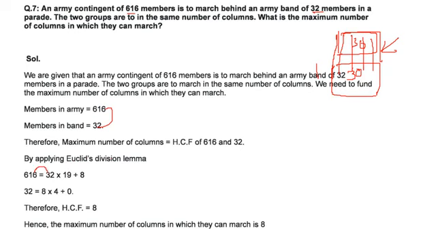616 can be written as 32 into 19 plus 8. Now we'll take 32 and 8. So 32 can be written as 8 into 4. So we get a 0. 8 is our HCF. So we have a maximum number of columns or lanes as 8 in which they can march.